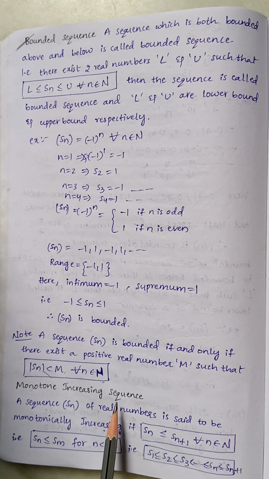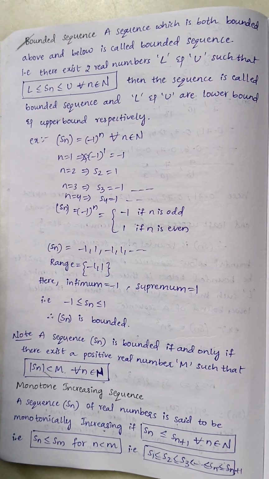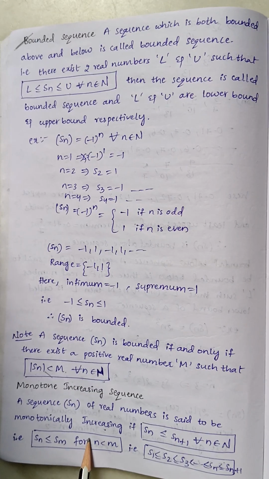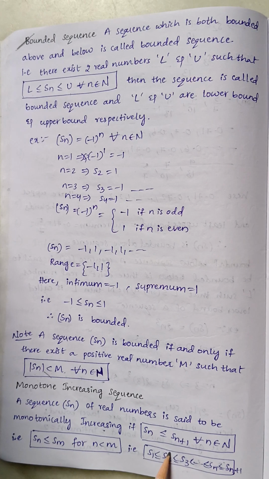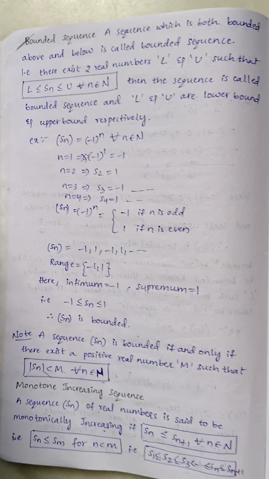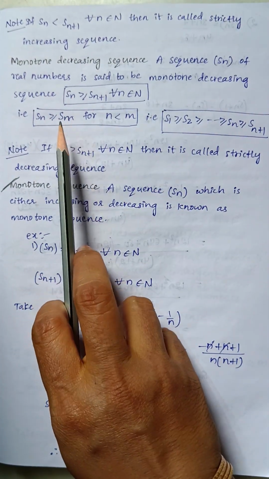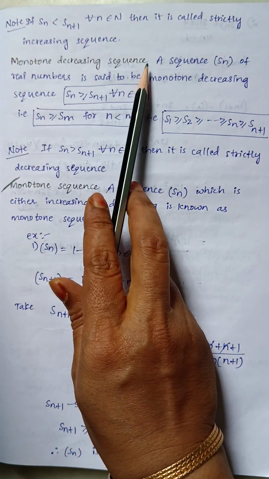Similarly, you can see the monotone increasing sequence. Obviously we know what an increasing sequence is: Sn is less than or equals to Sn plus 1. The first number is less than the second number, less than the third number, less than the fourth number, and so on. Or it may be equal. Then we can say it is a monotonically increasing sequence. Similarly, for a monotone decreasing sequence, the first number is greater than the second number, greater than the third number, and so on. This is called a monotonically decreasing sequence.